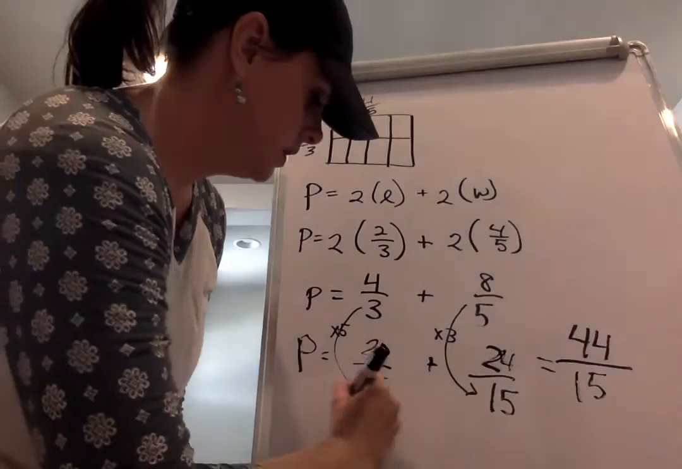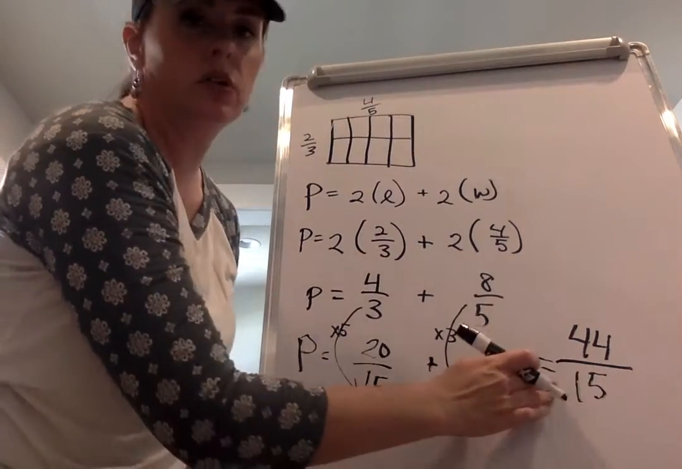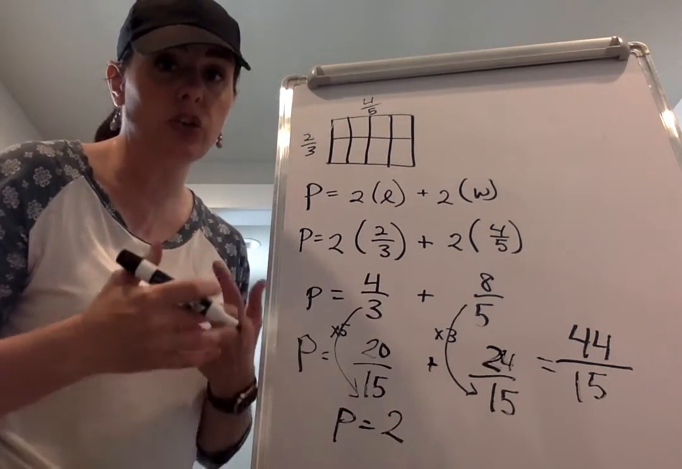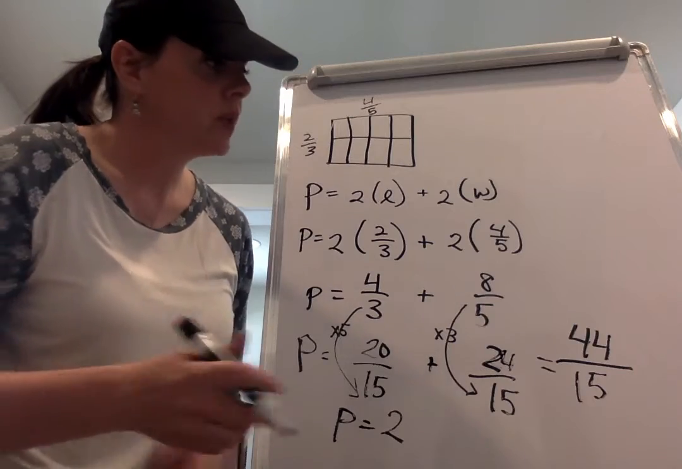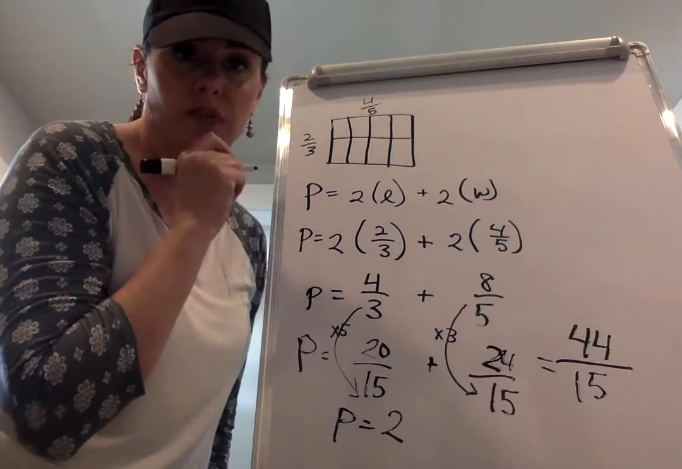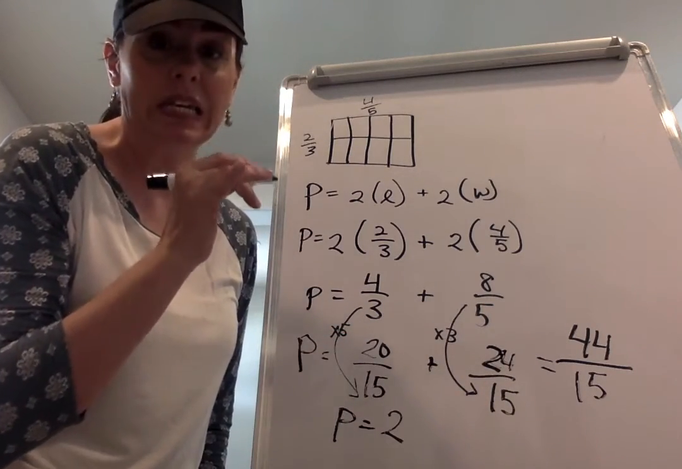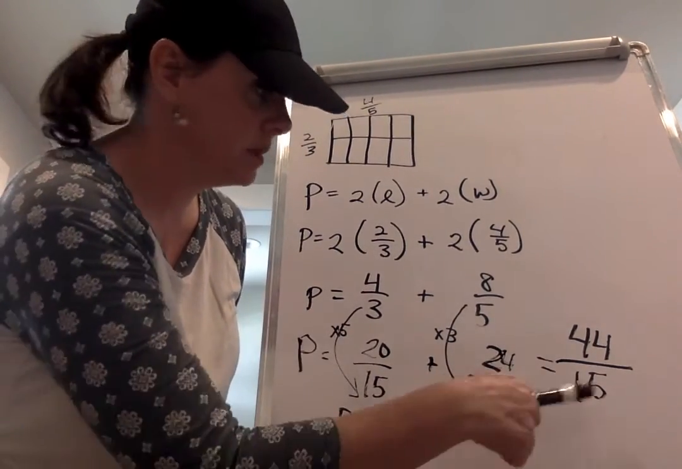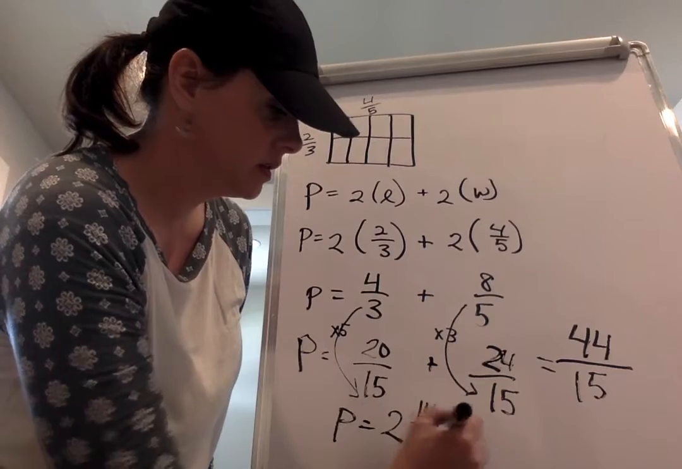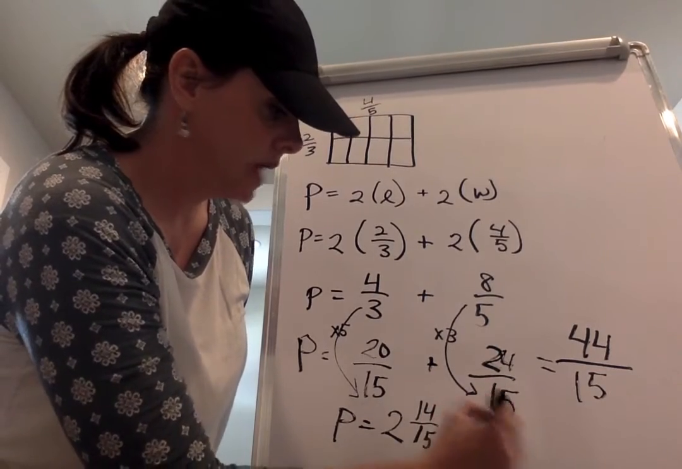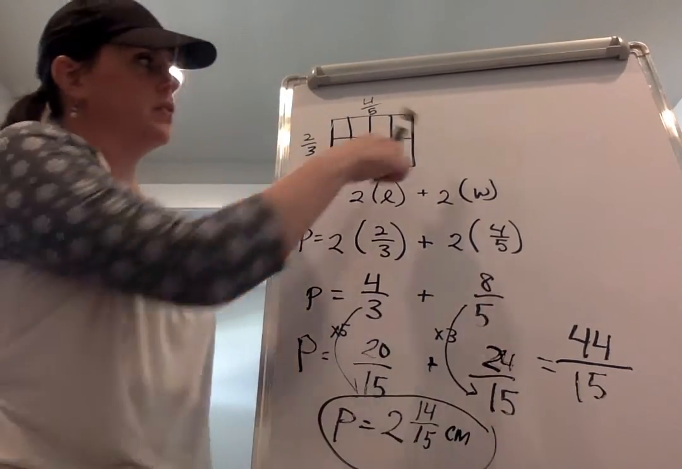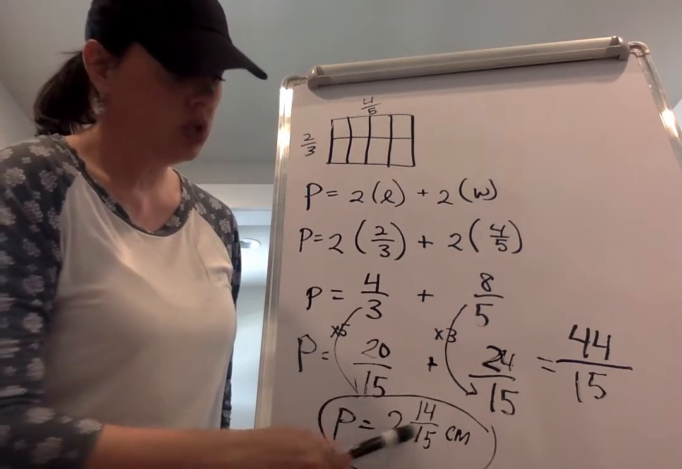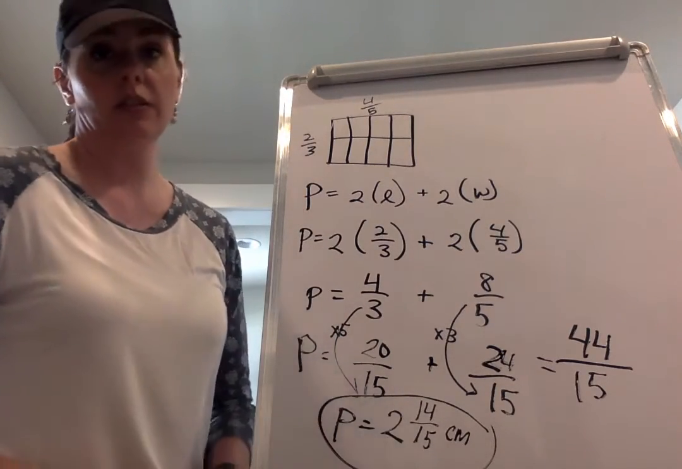Okay, so that's 2. It goes in 2 whole times. 15 times 2 is 30. Okay, we have 44 though, so what's left over? 14. And we keep our same denominator, which is 15. So our perimeter for this green part of rectangle D is 2 and 14/15 centimeters.